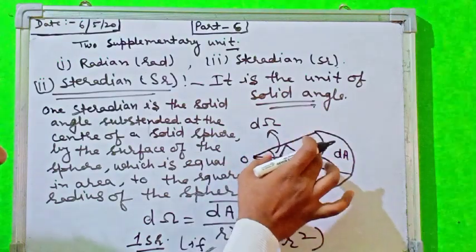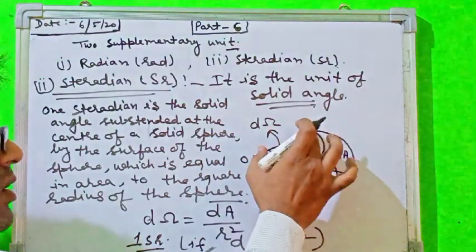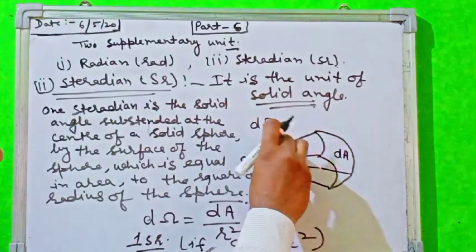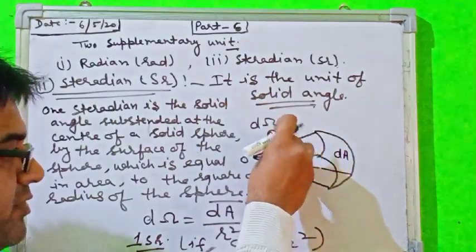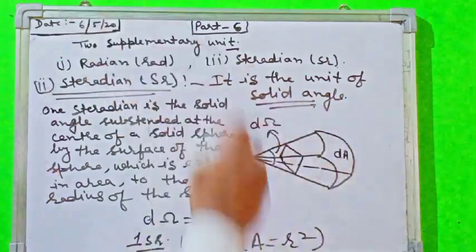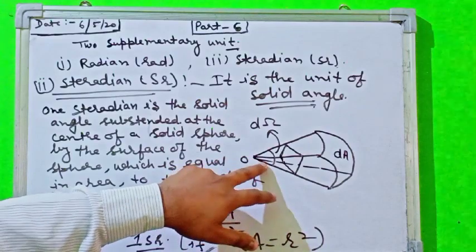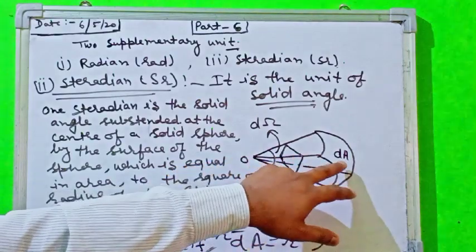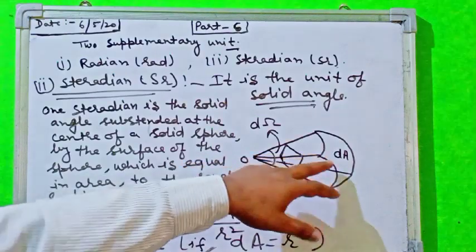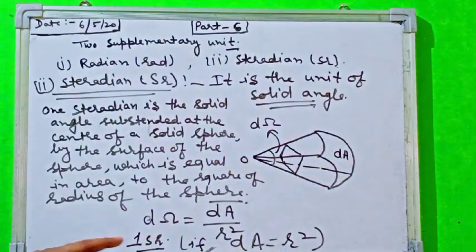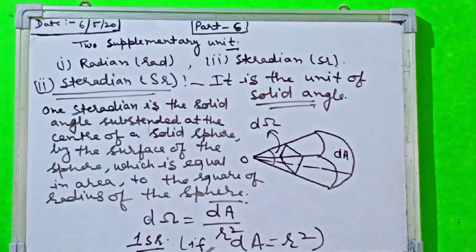Suppose all the radii combine to make a square, and the area of that square is equal to the area of the surface. And obviously for a very small solid angle, this is the situation called 1 steradian. Clear? So this is about the supplementary units, solid angle and plane angle.